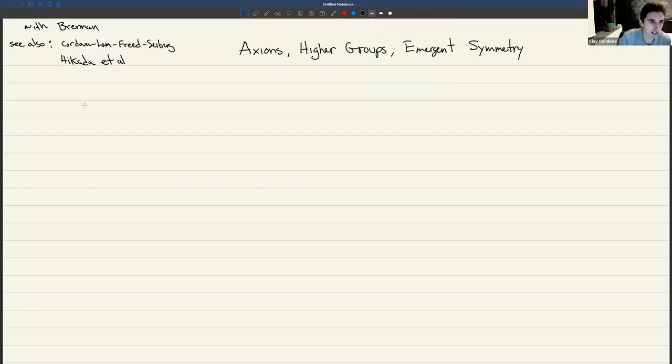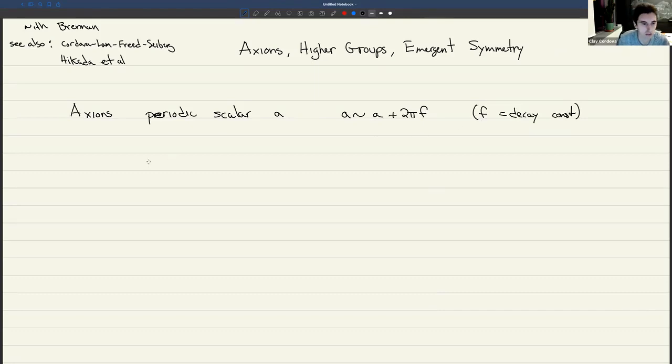Okay, so this talk is kind of about an elementary thing. So we're going to get axions. By that I mean a periodic scalar, A, and we'll call the periodicity 2 pi f, which is the decay constant. And this talk will happen exclusively in 4 space-time dimensions.